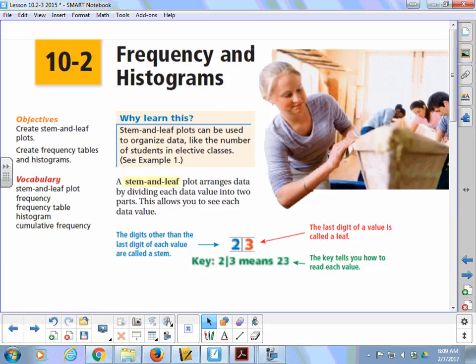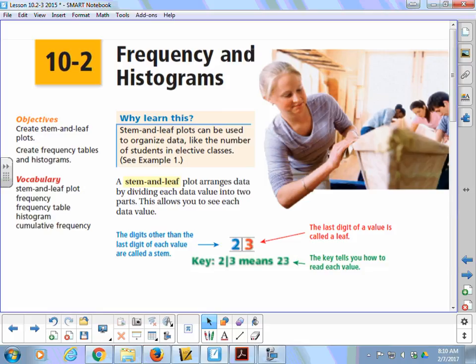All right, so I know you guys have done these, so this should just be a nice little review for you. So stem and leaf plots arrange data by dividing each data value into two parts. This allows you to see each data value. So whenever we have two-digit numbers, then the tens digit will be on one side of the stem, and the ones digit will be on the leaf. Right? So sometimes if you have decimals, then the decimal will be where the cutoff is. It just depends on how many numbers you're dealing with.